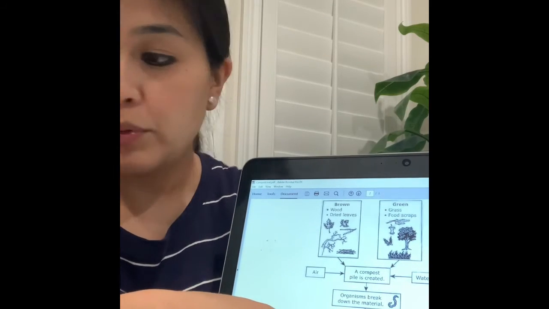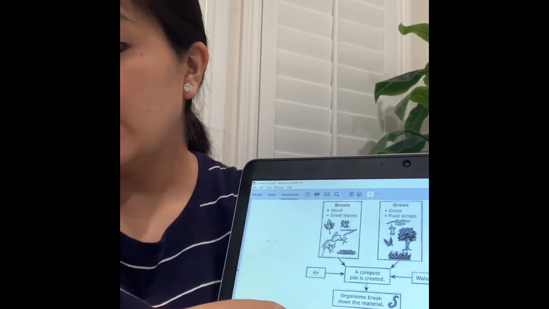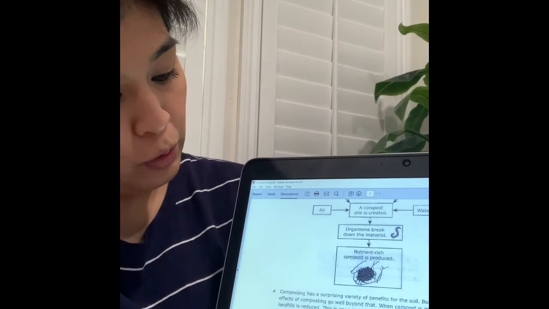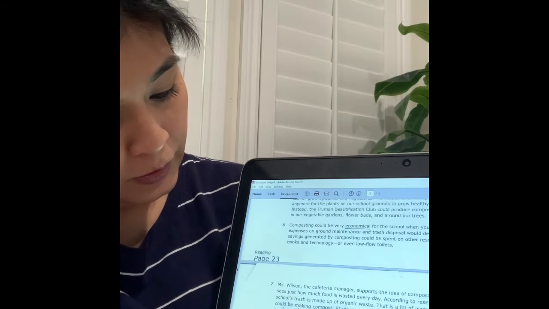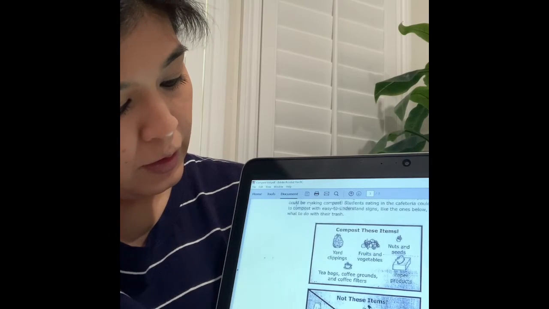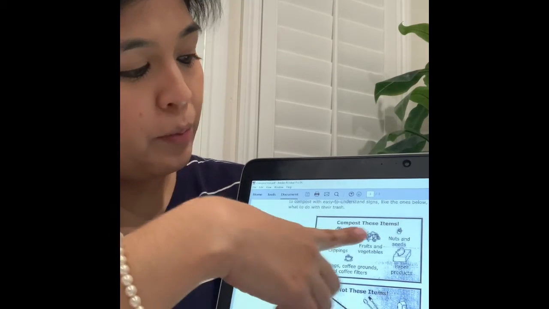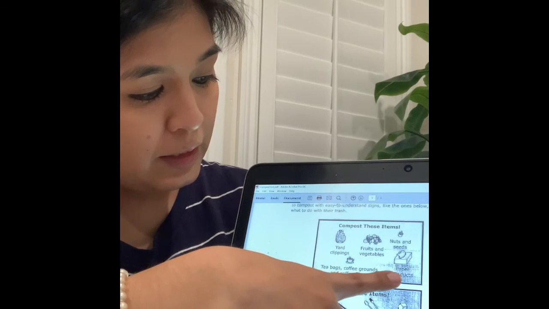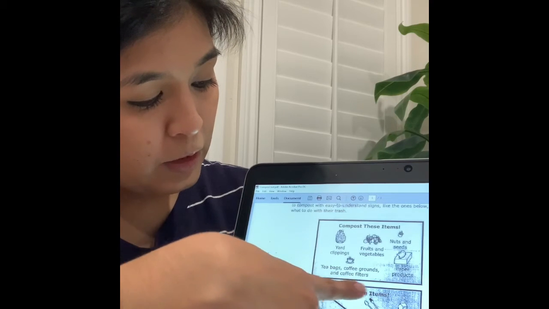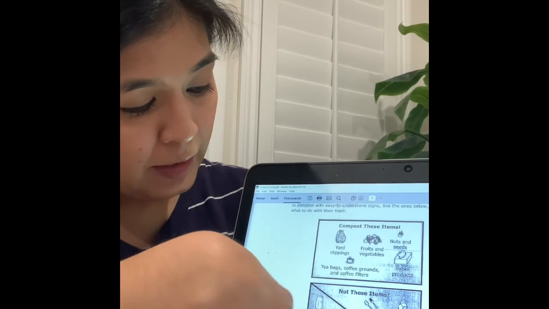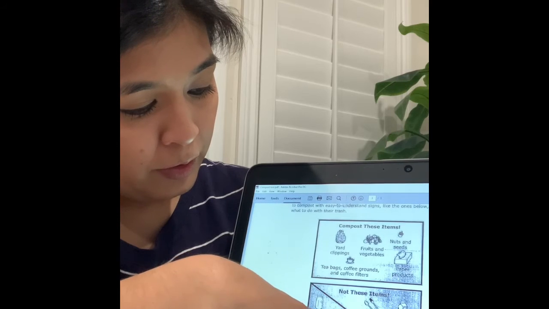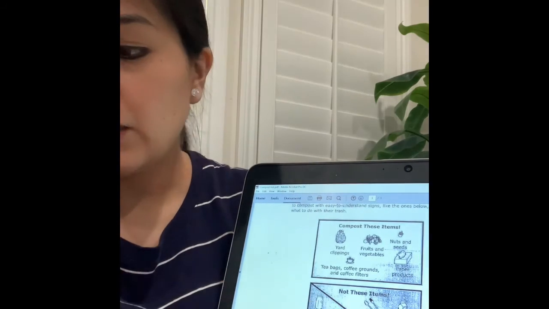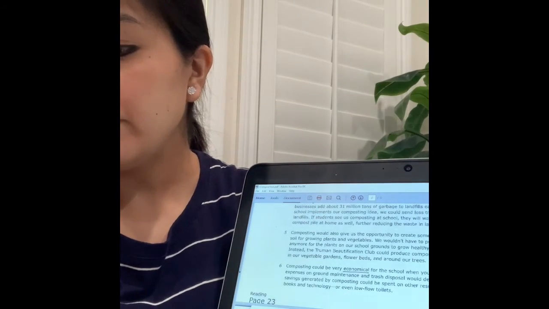Nutrient-rich compost is produced. And then the last page, it shows two posters. One of them is labeled compost these items: yard clippings, fruits and vegetables, nuts and seeds, paper products, tea bags, coffee grounds, and coffee filters. And then not these. We cannot put metal on the compost, dairy, glass, plastic, meat and fish cooked in oil.